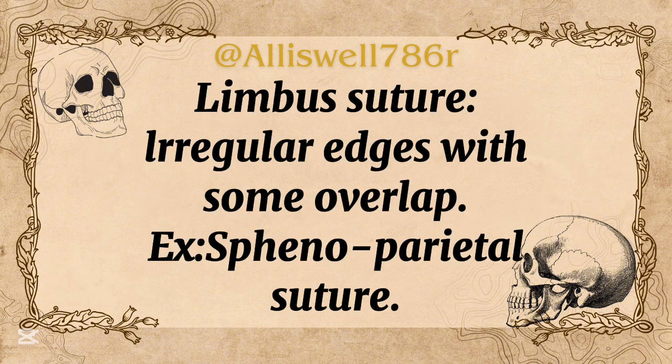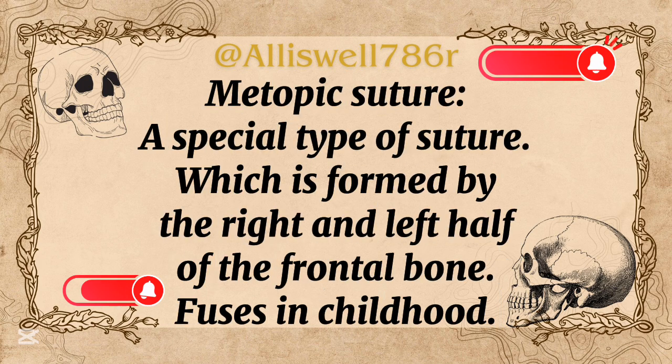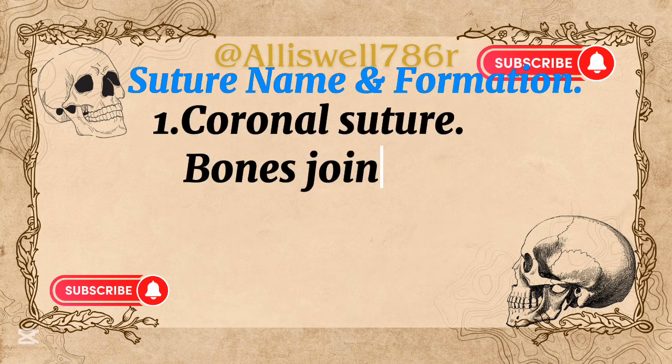Limbus suture: irregular edge with some overlap. Example: sphenoparietal suture. Metopic suture: a special type of suture which is formed when the right and left halves of the frontal bone fuse in childhood.